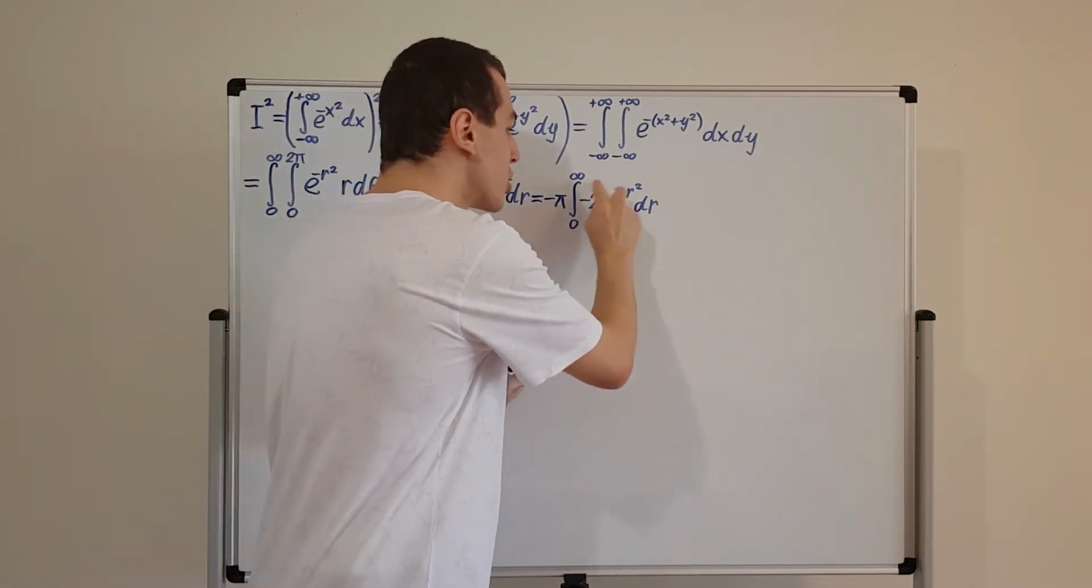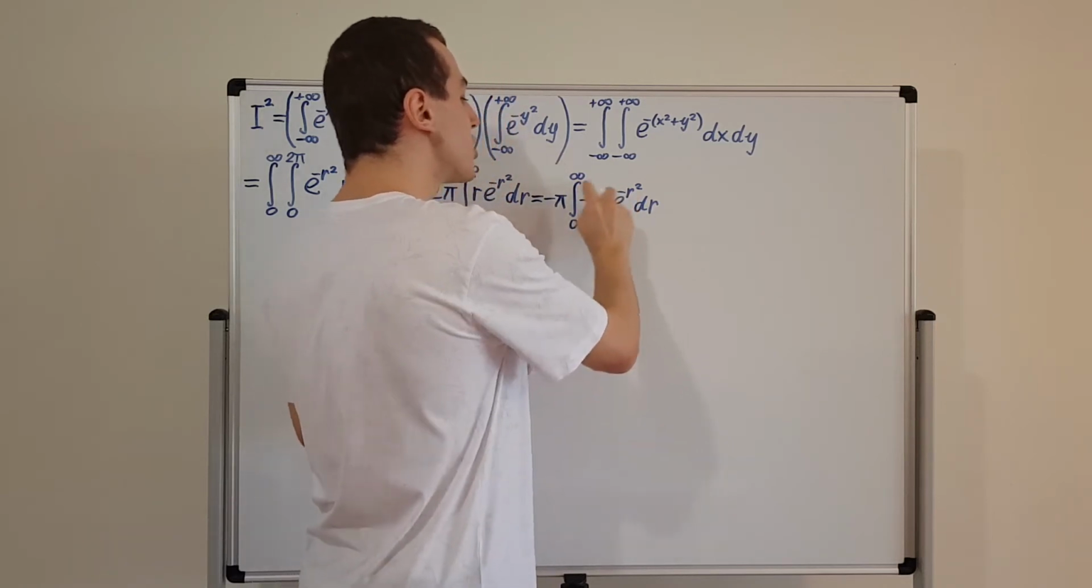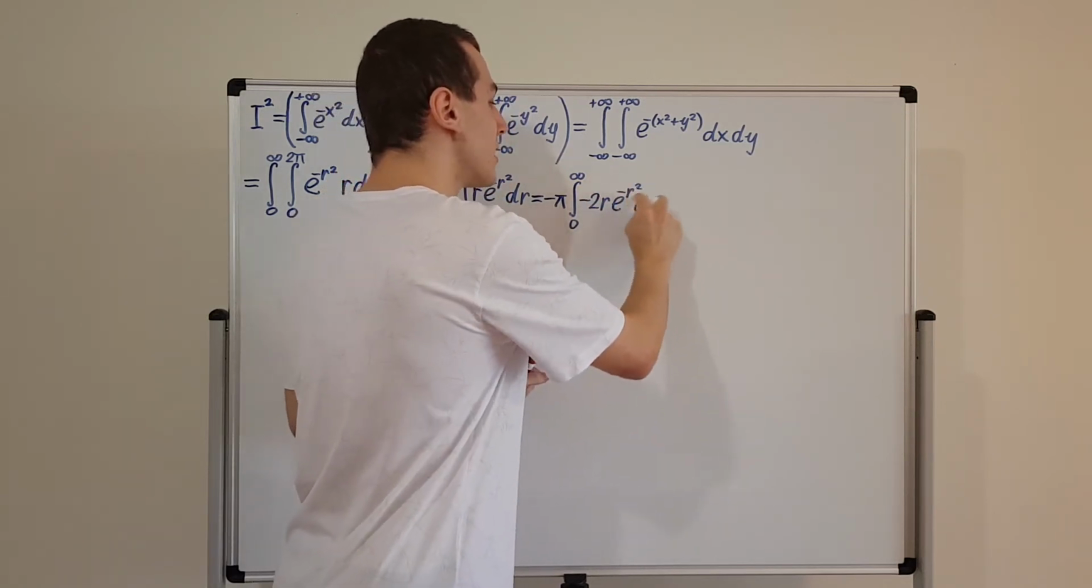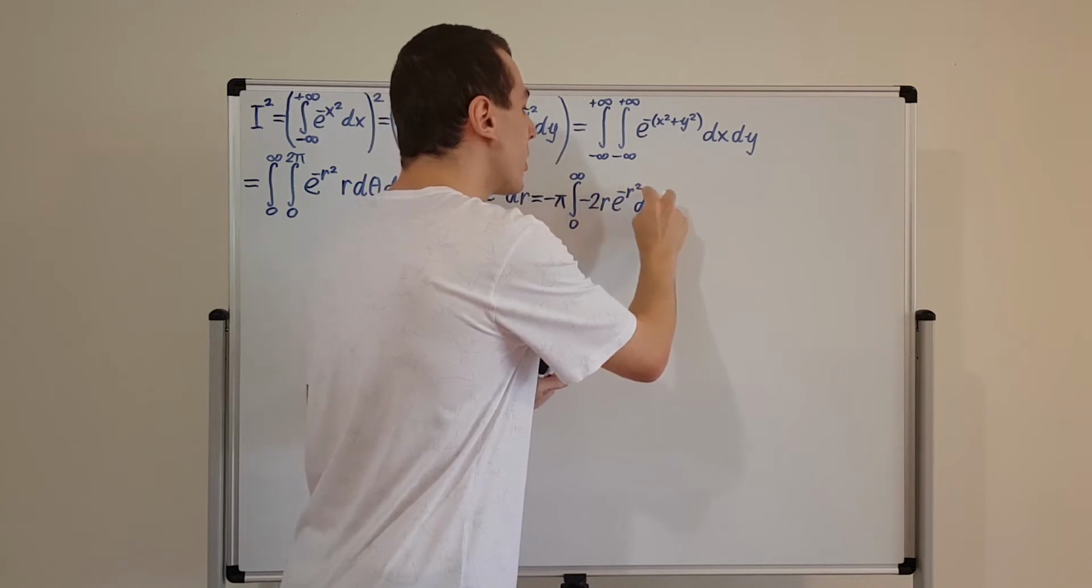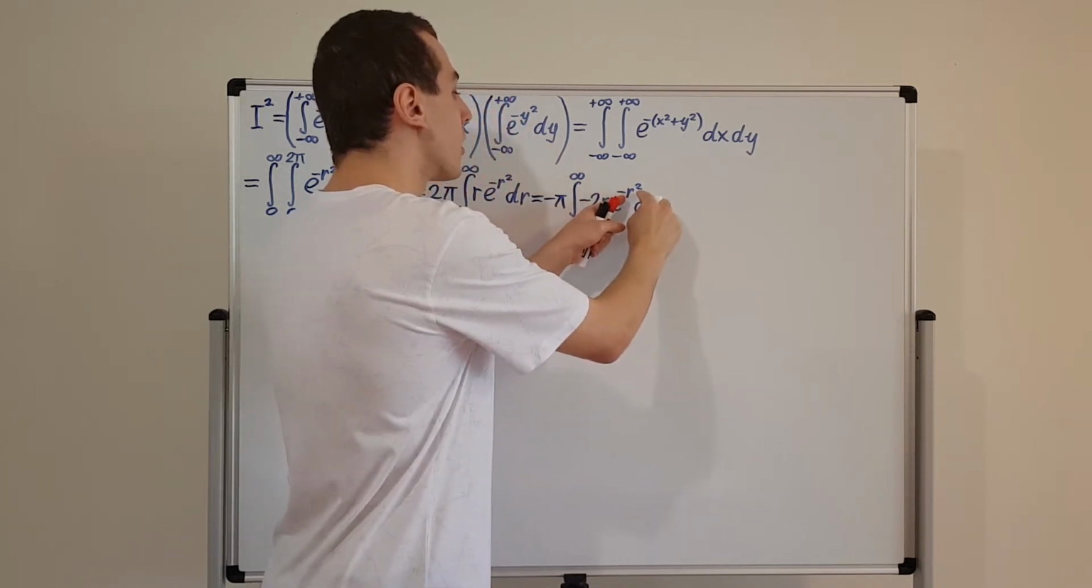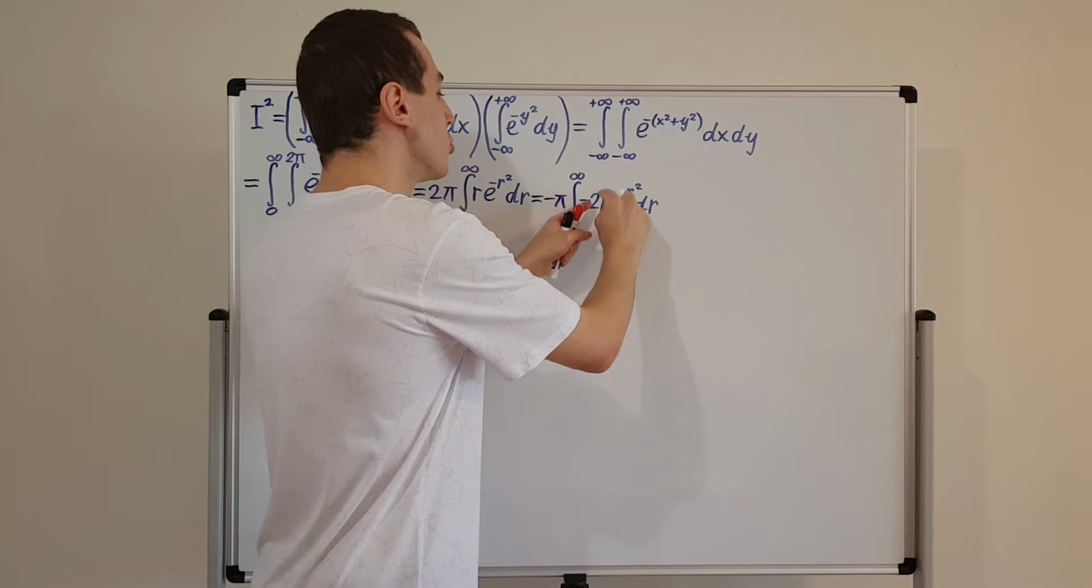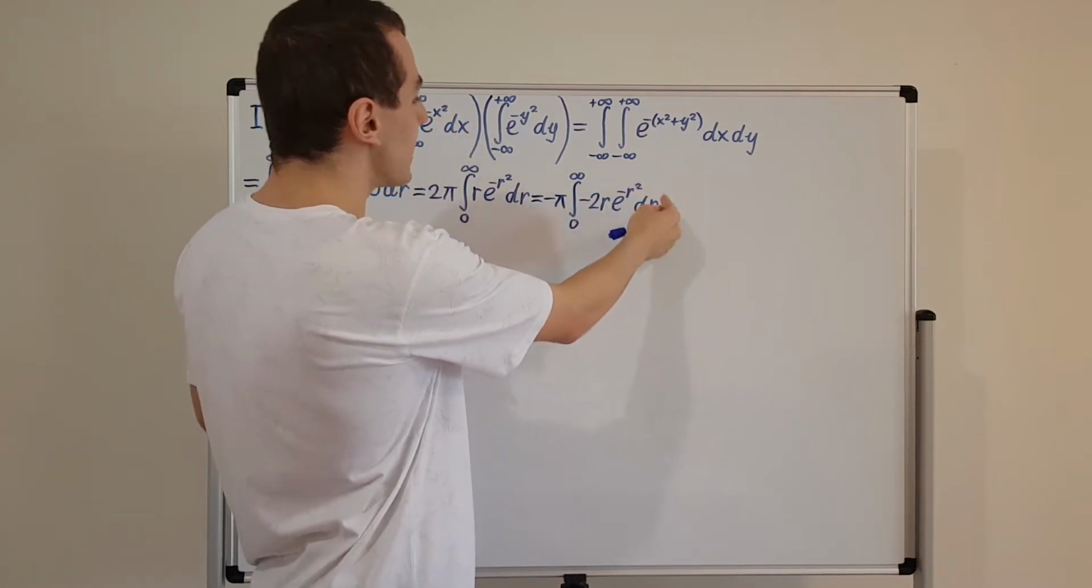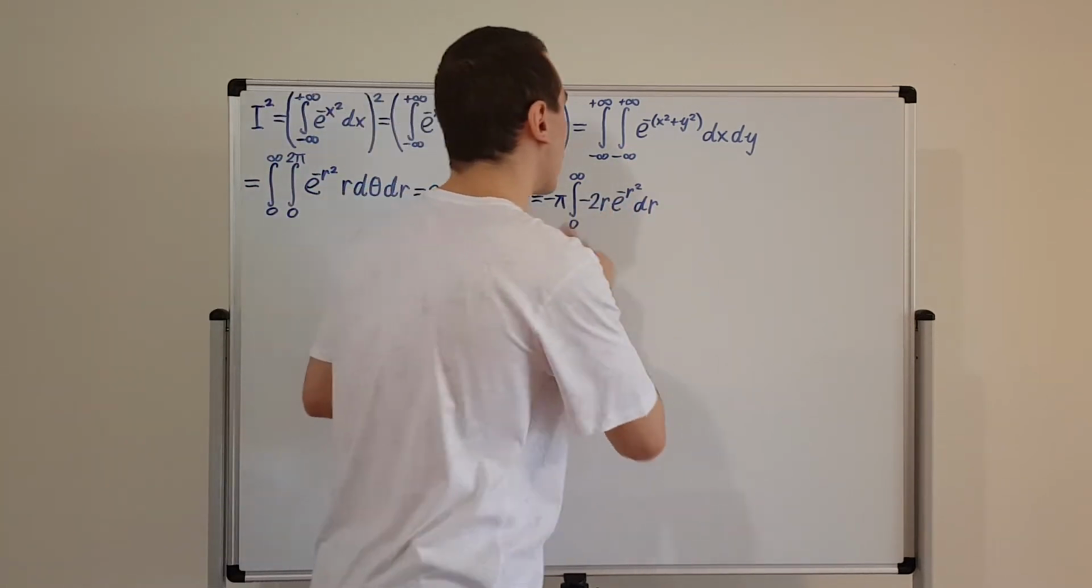Have a look at this function over here, minus 2r. That is the derivative of what sits up in the top. If you take minus r squared and you differentiate that with respect to r, you're going to have minus 2r. The derivative of a quadratic is going to give you a linear function in r.